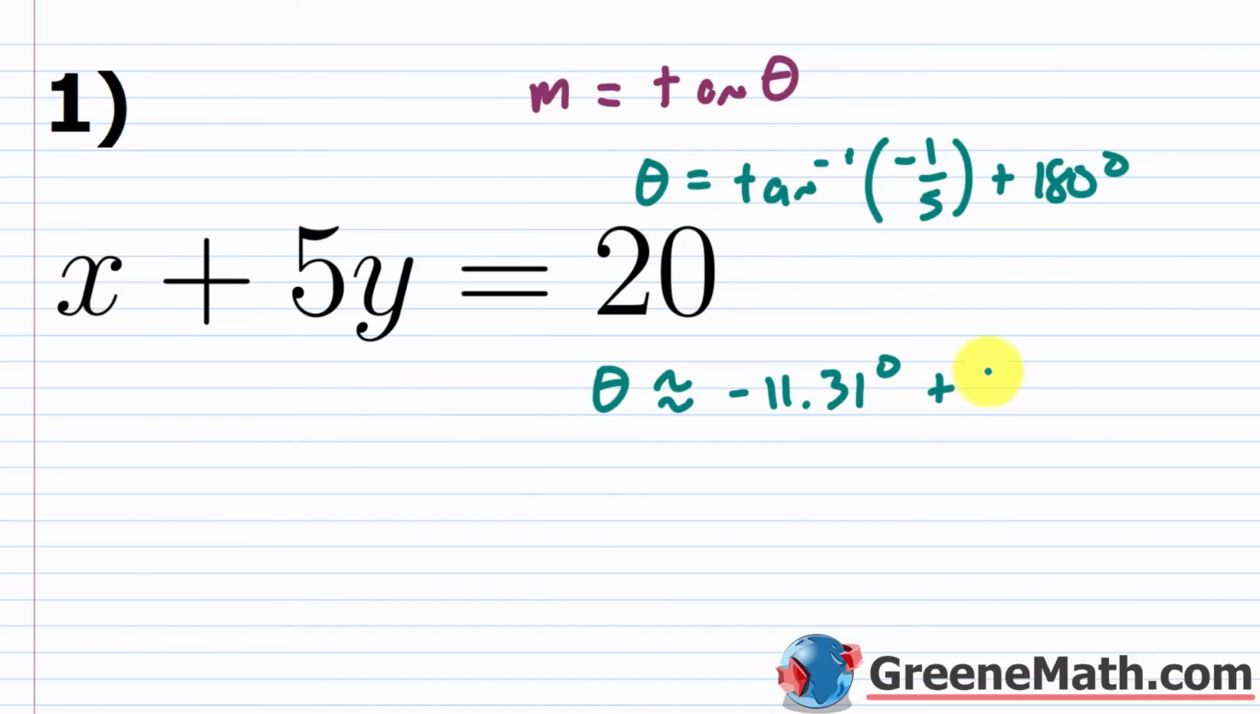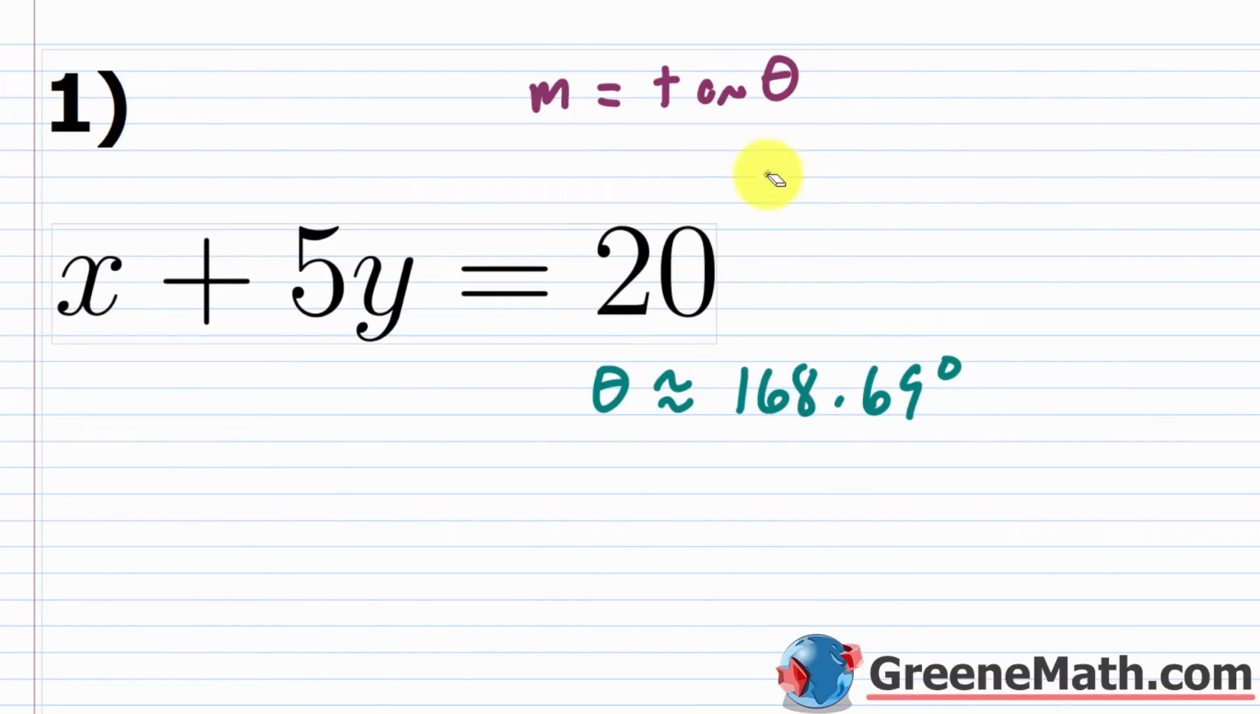Then I've got to add 180 degrees to that to correct, because the inverse tangent function gave me something in quadrant 4, rotating clockwise. I have to add 180 degrees to fix that and give me something in quadrant 2. I want my obtuse angle. So that's going to give me about 168.69 degrees. This would be your answer. It's really quick if you understand the formulas.